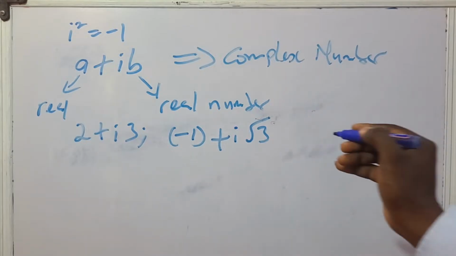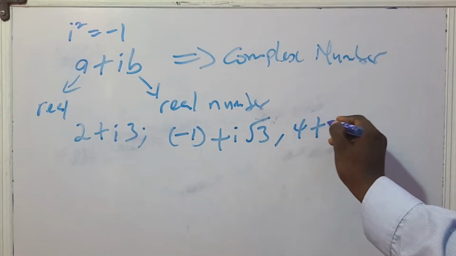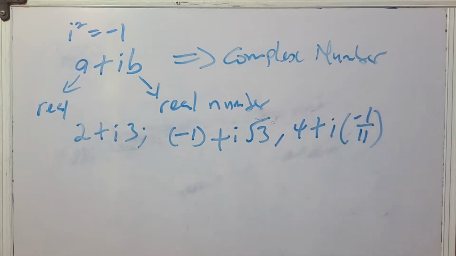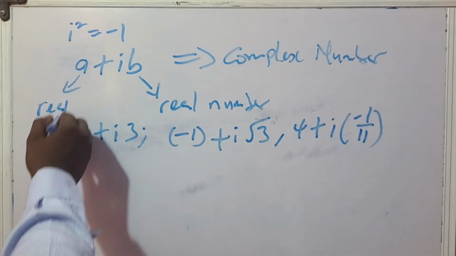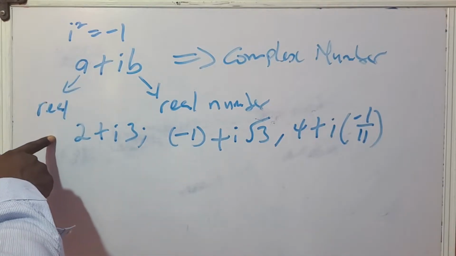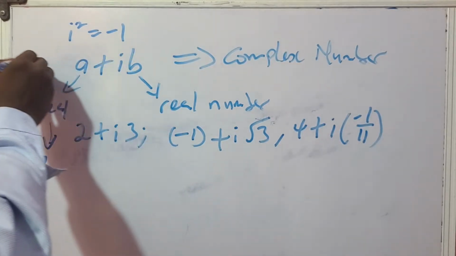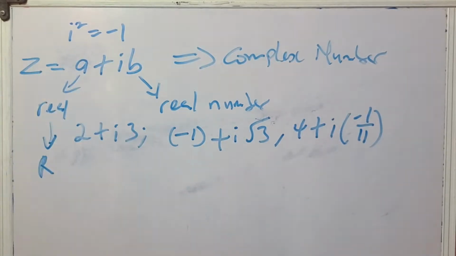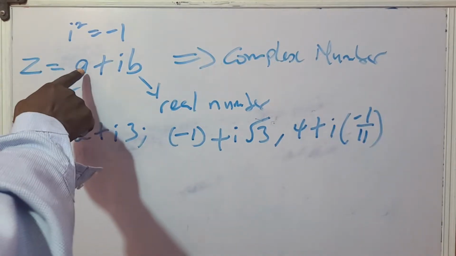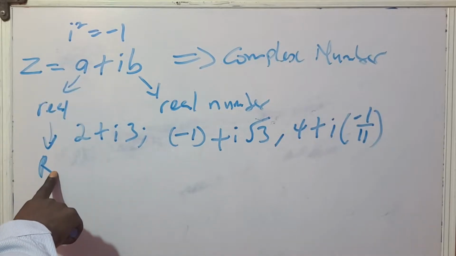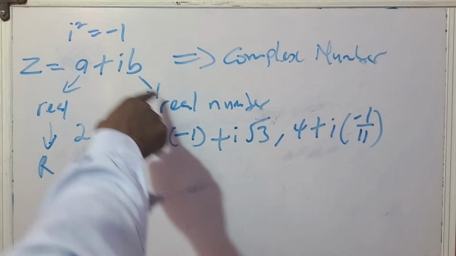Now we can also have a situation where we have 4 plus i times minus 1 over 11. This is also still a complex number. All right. So we call the a part of this the real part. And we always denote this real part with, of course, we can name this complex number Z. So our complex number Z now is a plus ib. And this part where we have our a is the real part, whereas this other side is the imaginary part.